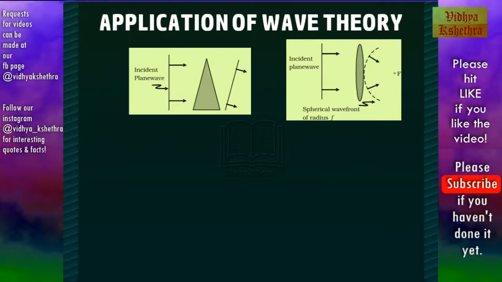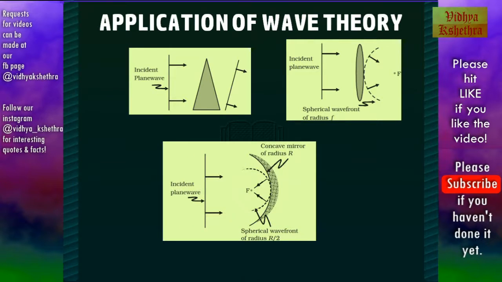In the case of a thin lens, the incident plane wave gets converted to a spherical wavefront of radius f, which is converging. Similarly, in the case of a concave mirror, an incident plane wavefront after reflection from the concave mirror gets converted to a spherical wavefront of radius R by 2, where R is the radius of curvature of the concave mirror. The case of a concave lens and a convex mirror can also be explained similarly.